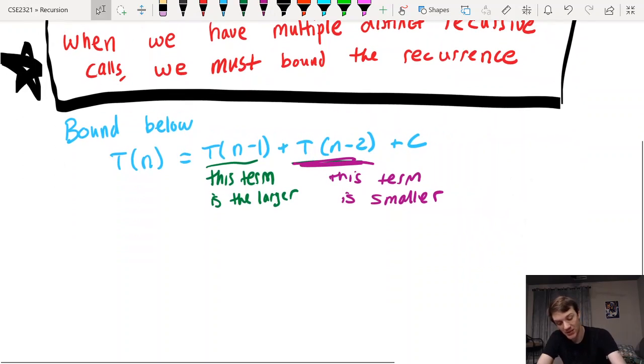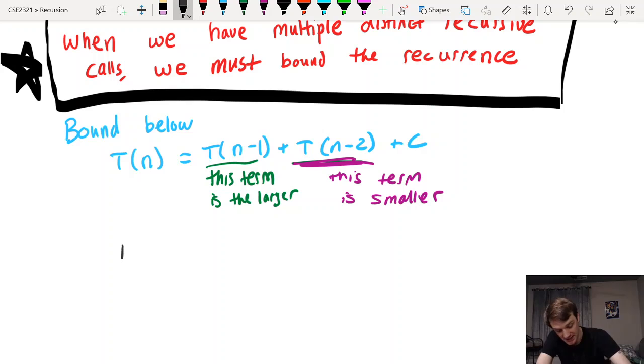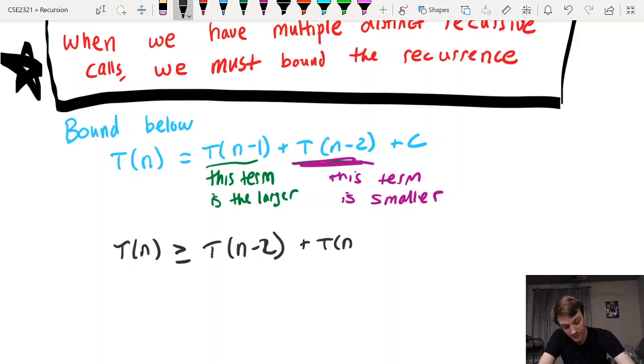So if we're trying to bound this below, our trick is going to be that T(n) is greater than or equal to, if I take the larger of the two terms, the green one, and replace it with the smaller of the two terms, the purple one, then I will definitely make it smaller. So if I replace T(n-1) with T(n-2), then we definitely make it smaller.